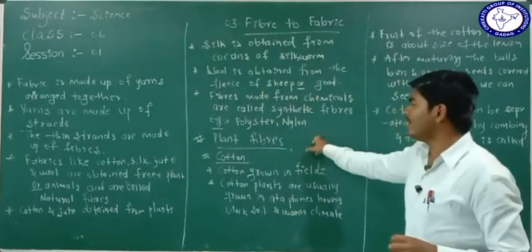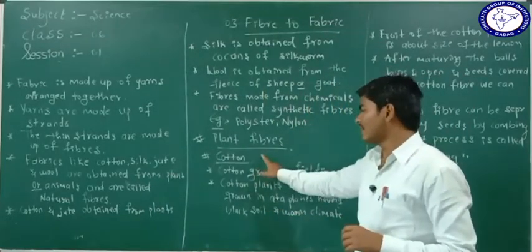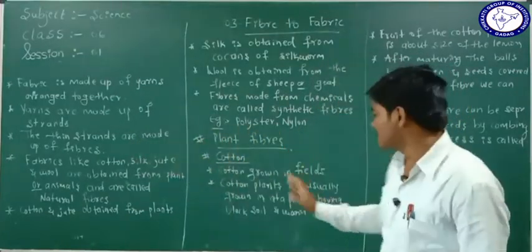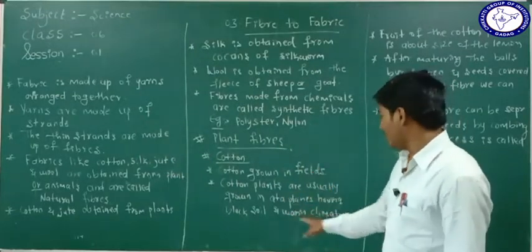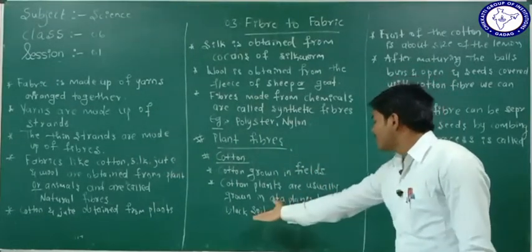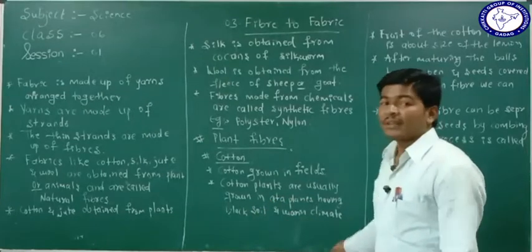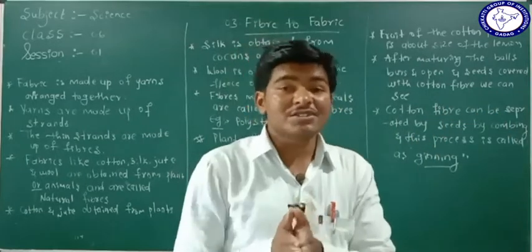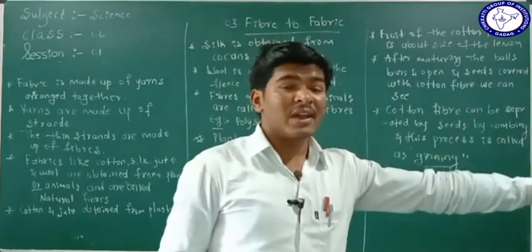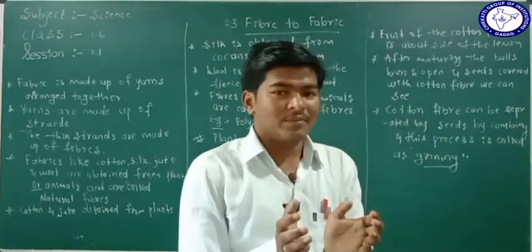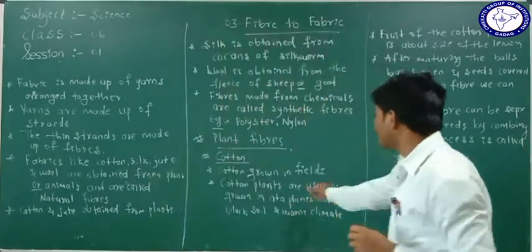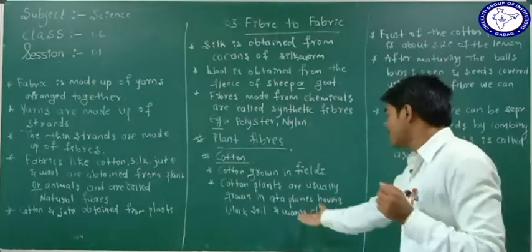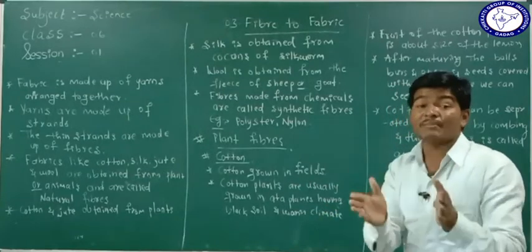Now I am considering, under the plant fibers, the first one, cotton. Mainly cotton is grown in fields. The cotton plants are usually grown in places where the soil is black soil. Where there is black soil, in those places we are going to grow cotton plants. And also the environmental condition: it should be a warm climate.